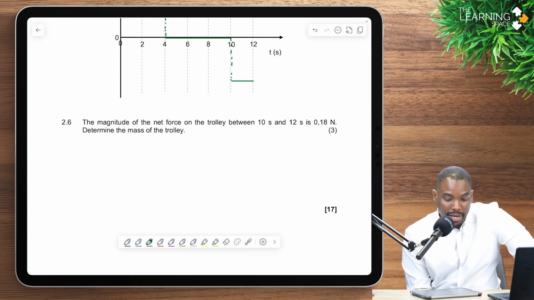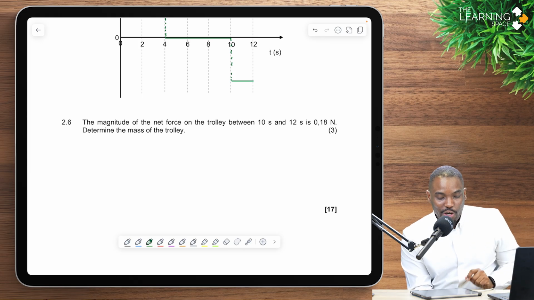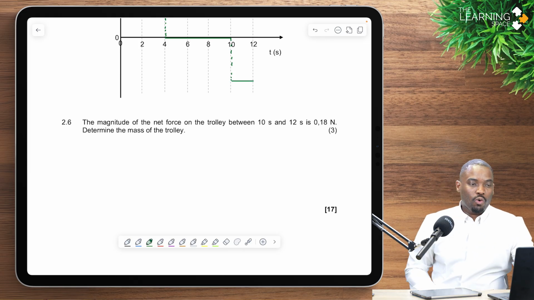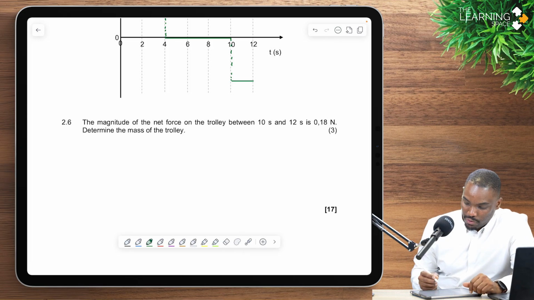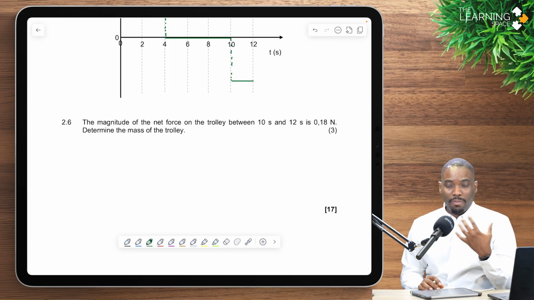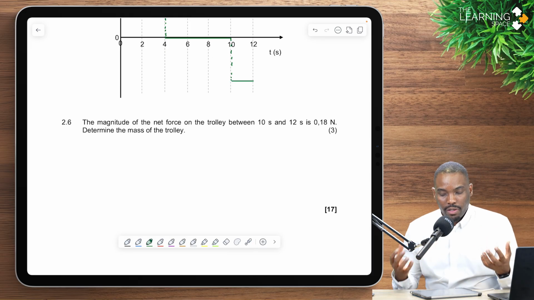2.6 says, the magnitude of the net force on the trolley between 10 seconds and 12 seconds is 0.18 newtons. Determine the mass of the trolley. So we have to find the mass of the trolley given the magnitude of the force. So we're dealing with a force, we're dealing with a mass. What equation are we going to need to use here?